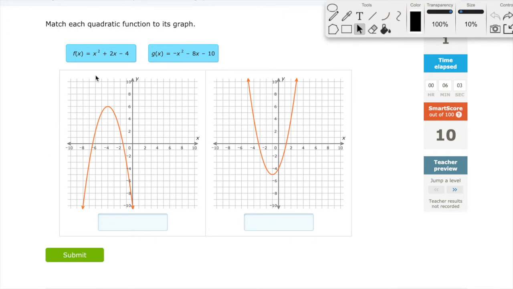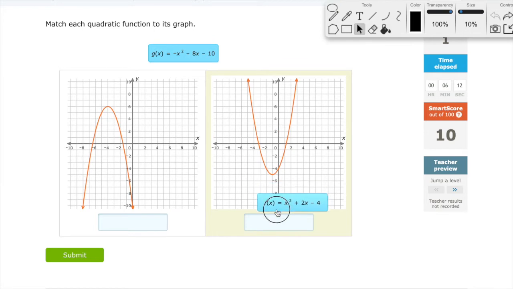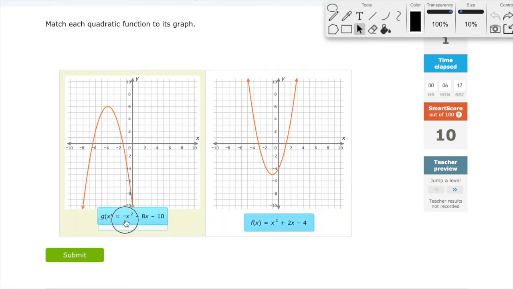Similar thing here. This would be a +1. This would be a -1. So the positive number goes with the parabola that opens up. The negative coefficient goes with the one that opens down. Something else to look at here.